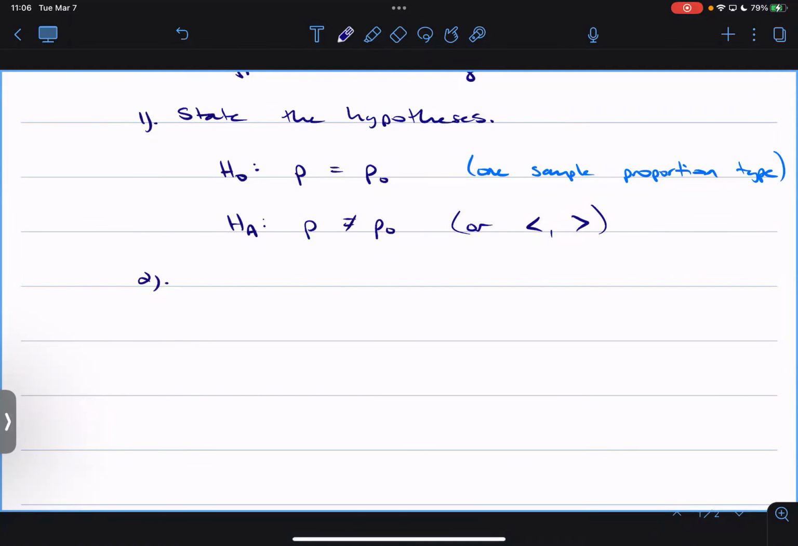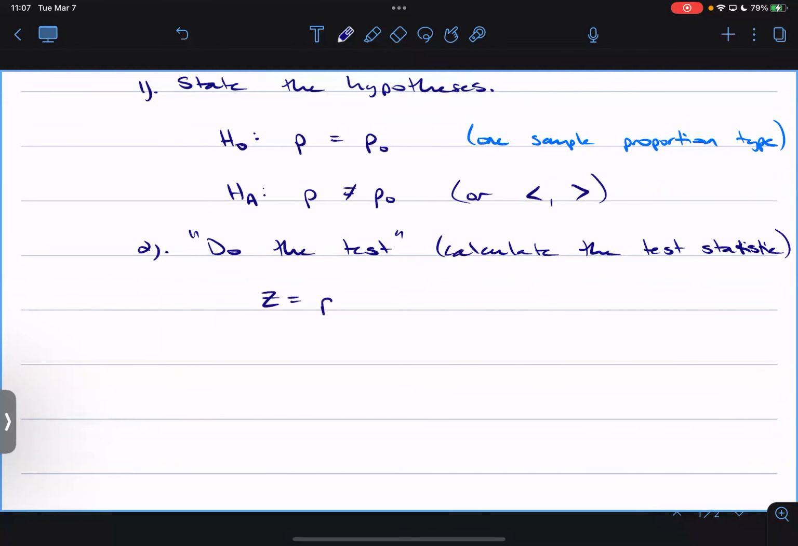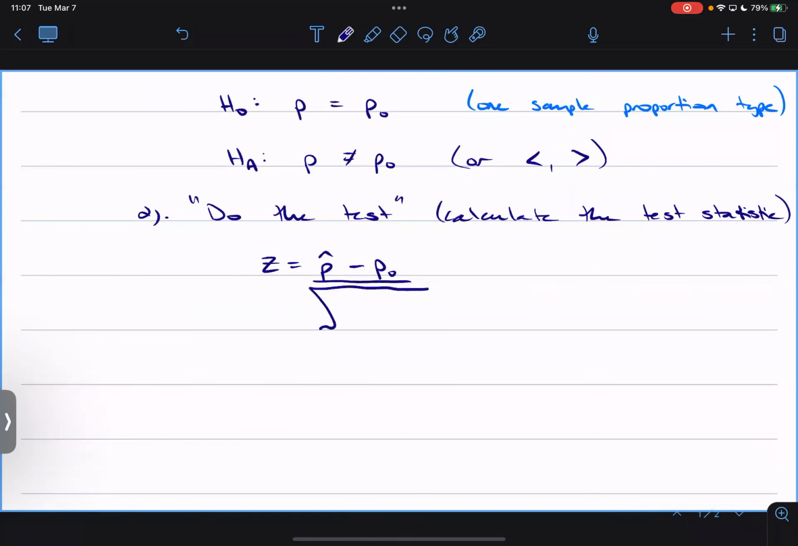Step 2, thanks, Joy, is to do the test, right? I call it do the test, but really what I mean is calculate the test statistic, but that doesn't have the same ring to it. Calculate the test statistic for one sample proportion. That test statistic is a Z. How far is P hat, your sample proportion, from P naught with a spread of P naught Q naught over N?